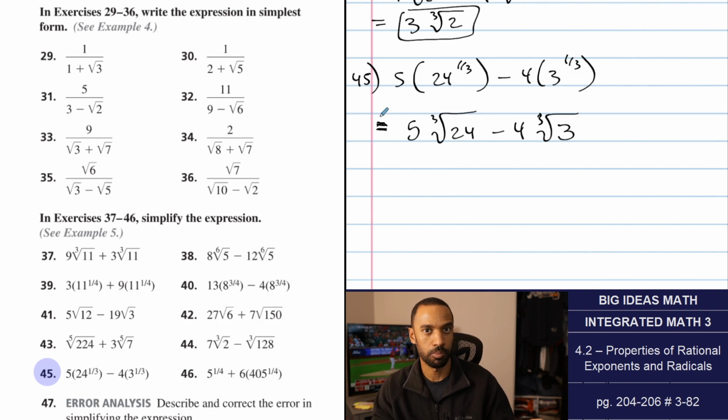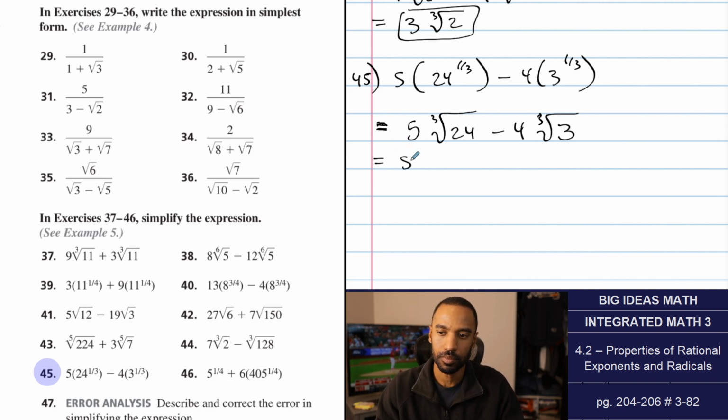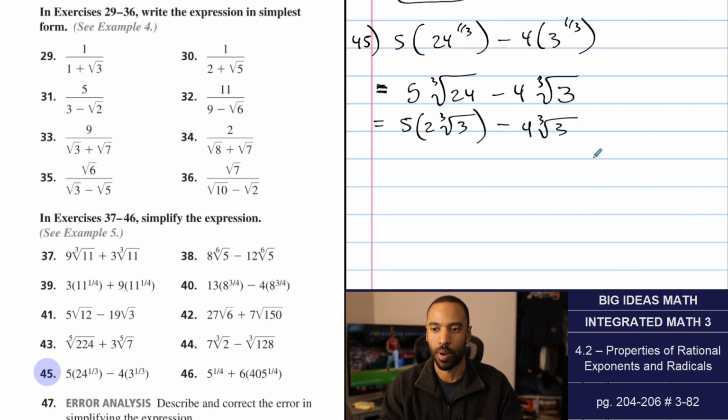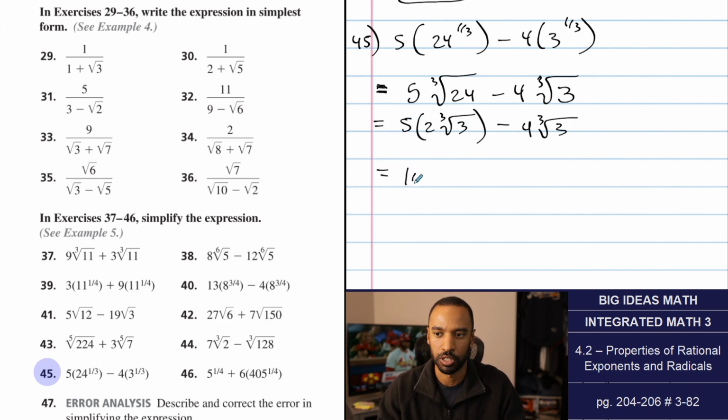8 is a perfect cube. That's a factor of 24. The cube root of 8 is 2, and 8 times 3 is 24, so it becomes that. And then 4 times the cube root of 3. So we're going to leave it in this radical form. I'll write my final answer with a fraction involved in case like the book or whatever your teacher would do that. And you're saying, hey, how did we write this?